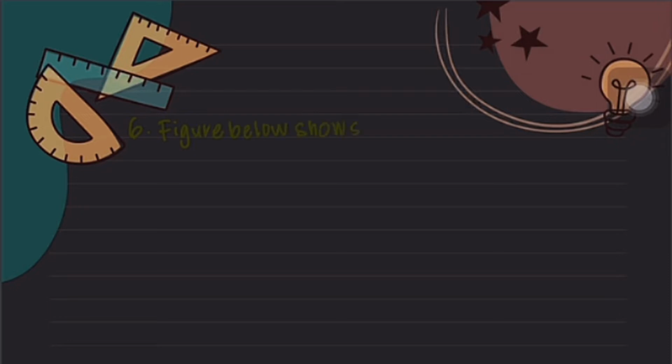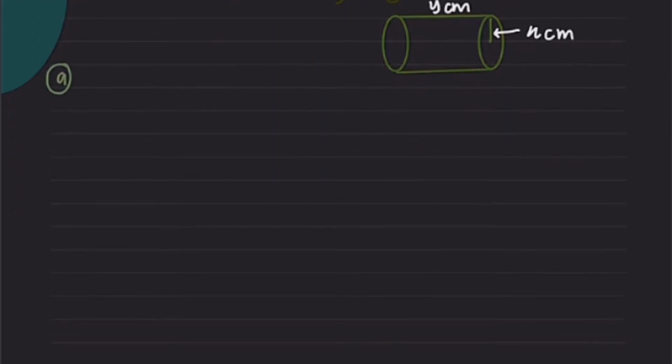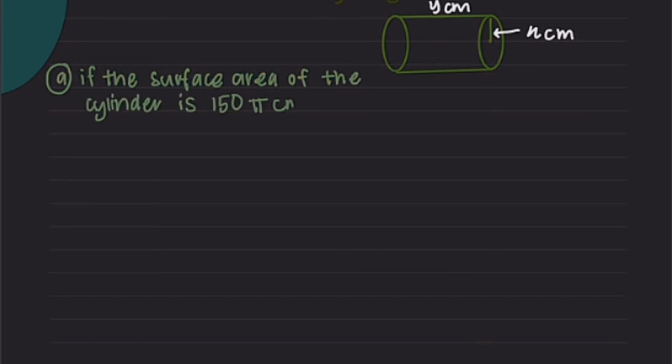So a question states that the figure below shows a right cylinder closed at both ends with radius x and height y. The question has given us a figure where the radius is equal to x and the height is equal to y. The first question says that if the surface area of the cylinder is 150 pi cm squared, then write y in terms of x.